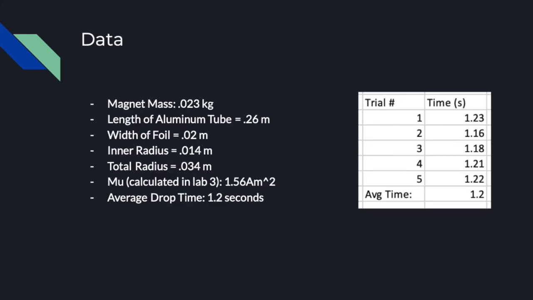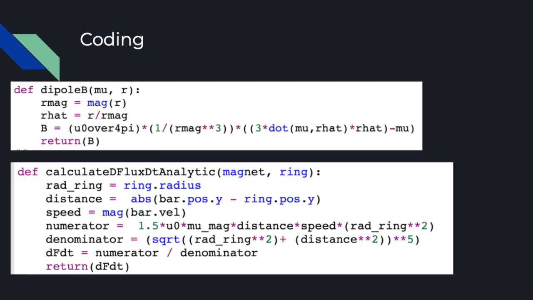To complete this experiment, you need to know the magnet mass, length of aluminum tube, width of the foil, both the inner and outer radius of the foil, the mu value calculated in Lab 3, and the average drop time from your experiment. The chart to the right displays the time in seconds that I determined from each of the magnet dropping trials. Now we will discuss the computational aspect of this lab.